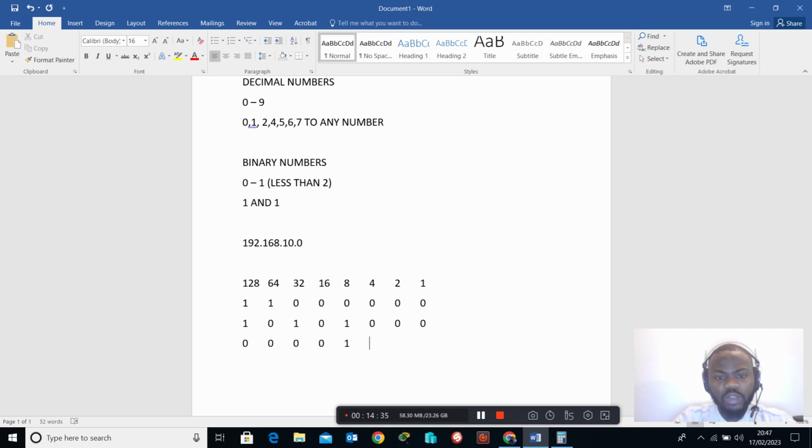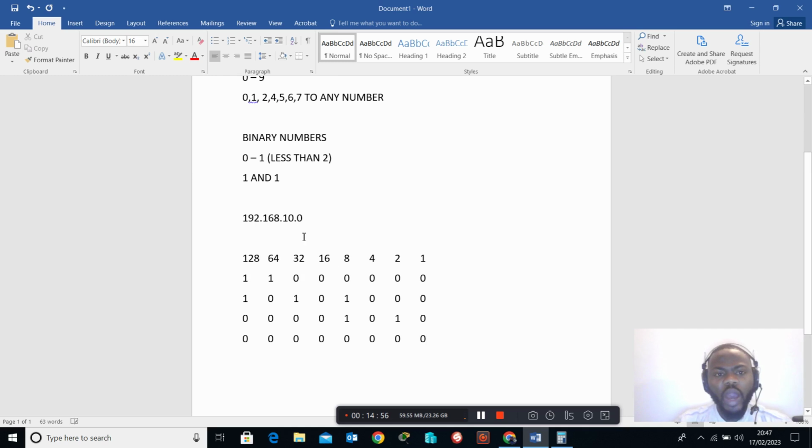4 is greater than 2, so I will put 0, and then 2 is equal to 2, 1, and I don't have anything again, that's going to be 0. And the last one is what? 0. So everything is going to be 0 here, because they are all greater than 0.